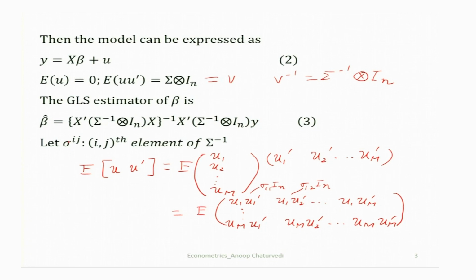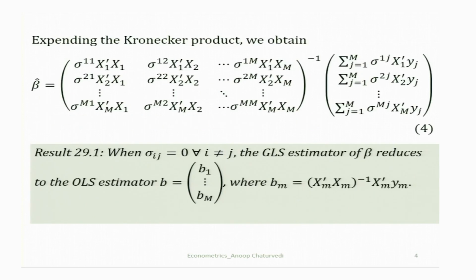Now, suppose sigma superscript i j is the ijth element of capital sigma inverse. Then expanding the Kronecker product, we obtain beta hat equal to this. You get this expression for beta hat. Simply you have to expand the Kronecker product and then you write sigma inverse equal to sigma i j.